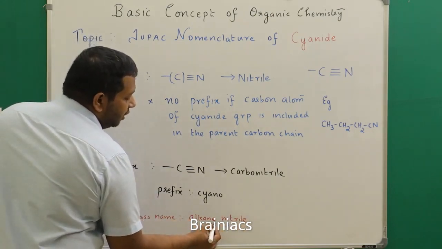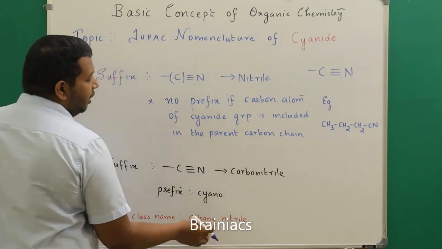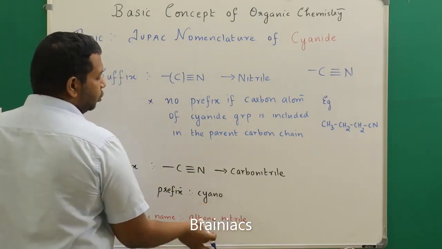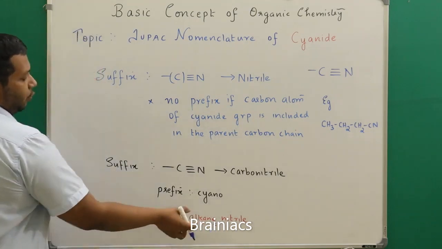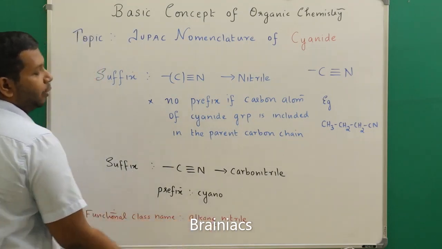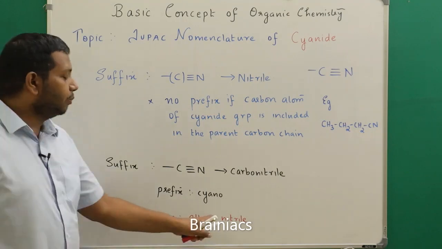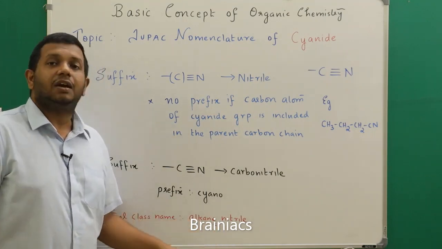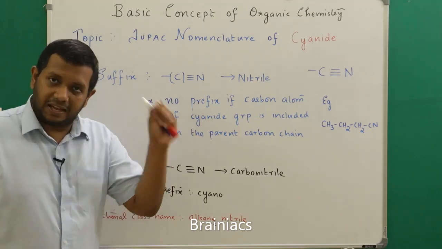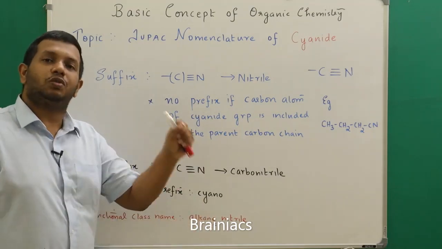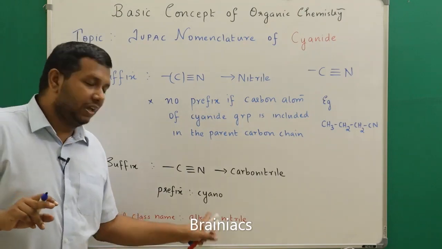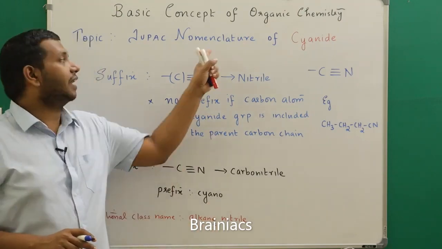Here the important thing is the E. Whenever you are attaching nitrile, a secondary suffix, to the word root or the primary suffix, this E is not removed. In normal cases, we used to remove the E, but in the case of nitriles, we will not remove this E. If it is a single bond, we say ane. If it is a double bond, we use ene, and if it is a triple bond, we use yne. We will not remove the E in the case of cyanides.